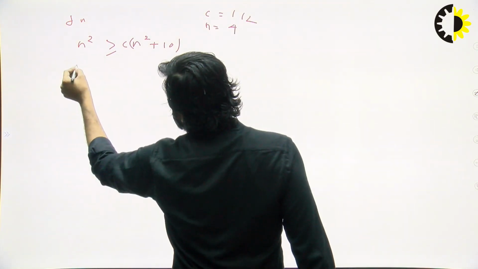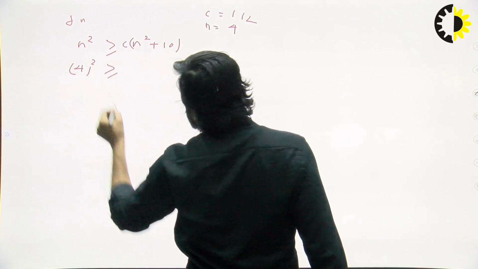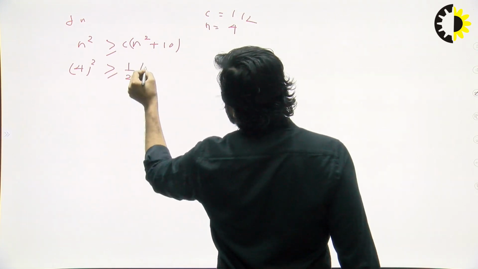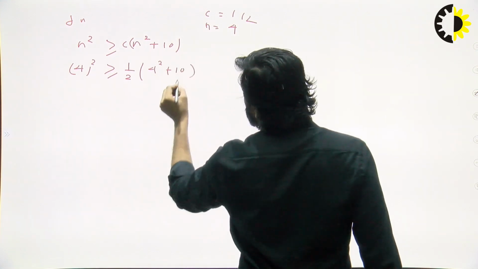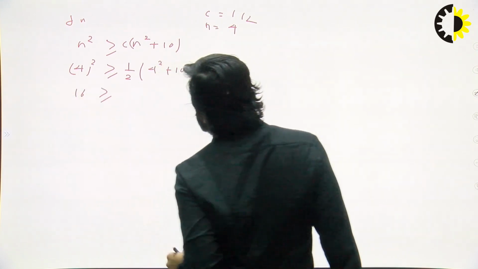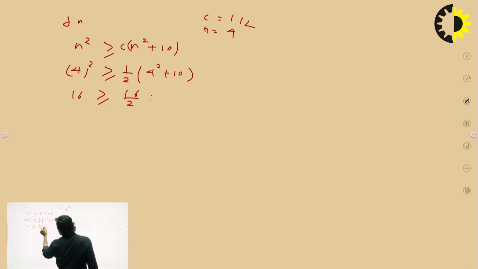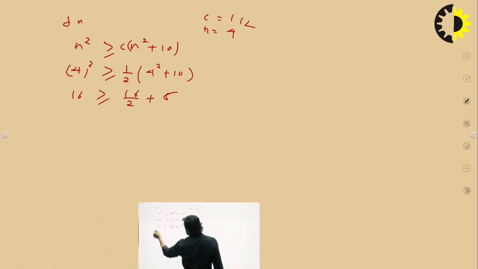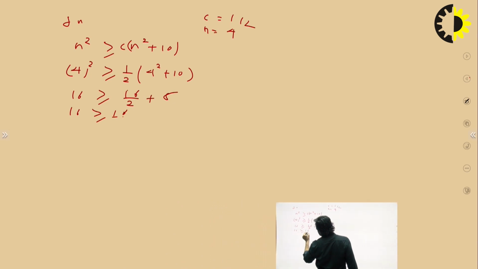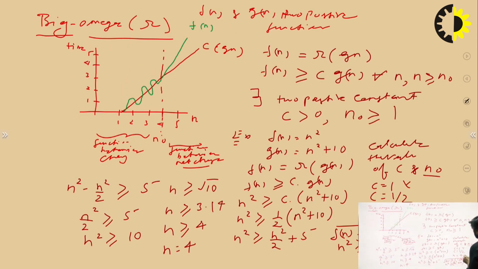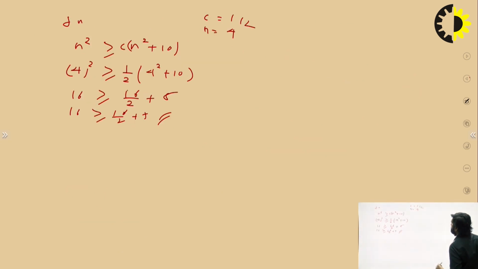Put this value here. 4 square is greater than or equal to 1 by 2 times 4 square plus 10. That is, 16 is always greater than or equal to 16 by 2 plus 5. That is the value. The values start from n equal to 4, that is from 4, 5, 6 and so on. We just observe the behavior of the function f of n for input 4 onwards. That is the omega notation.